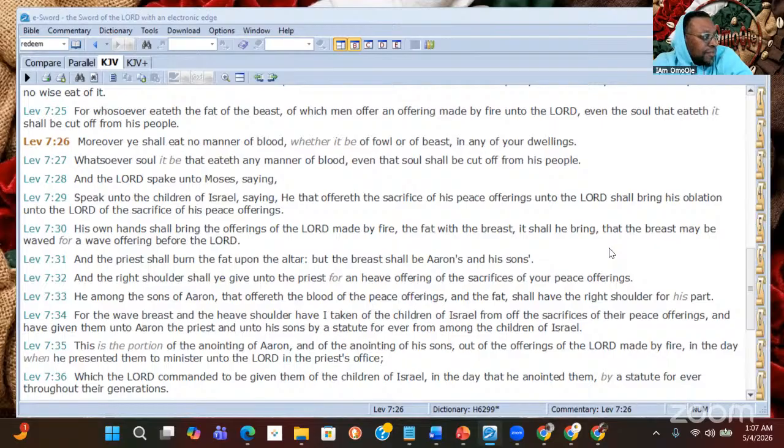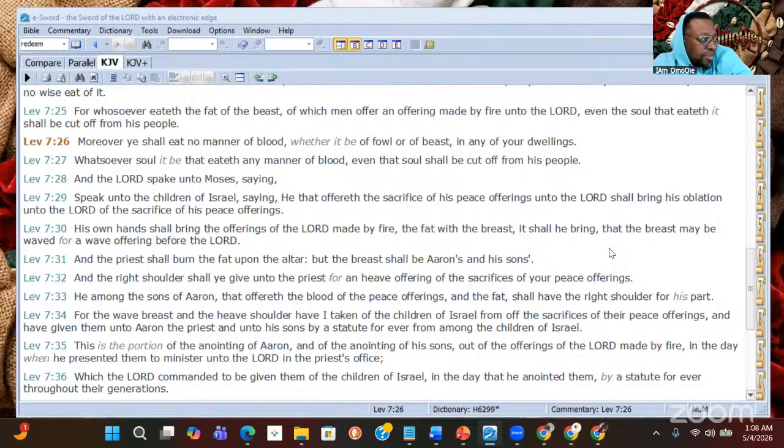And the priest shall burn the fat upon the altar, but the breast shall be Aharon's and his sons'. And the right shoulder shall ye give unto the Kohen for an heave offering of the sacrifices of your peace offerings. He among the sons of Aharon that offereth the blood of the peace offering and the fat shall have the right shoulder for his part.